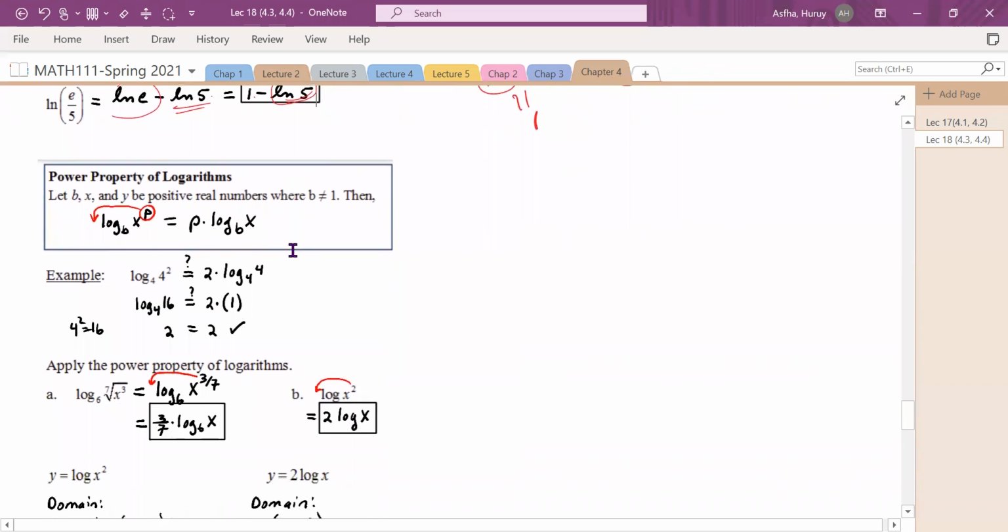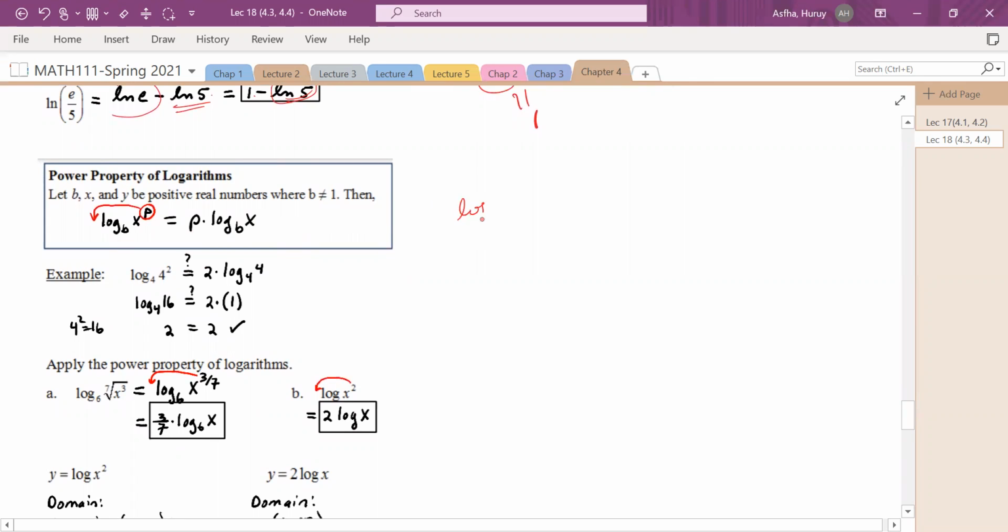And another important property, the power property of logarithms. And this is what I was talking about earlier. So if we have log x to the power of p base b, this is the same as, we bring this one down here, p times log x to the base b. Okay, we can write it this way. So this is always very important. All these properties are very important when we solve or simplify logarithmic expressions or equations. Okay, we can have even logarithmic equations.